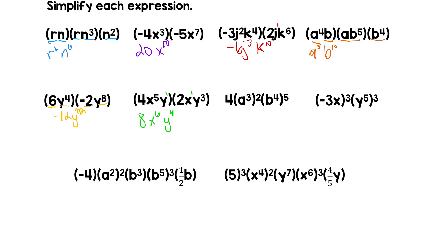We've got 4 all by itself. a cubed squared, we multiply now and get a to the 6th. b to the 4th to the 5th is b to the 20th. -3 cubed is -27. And x cubed. y to the 5th cubed is y to the 15th.